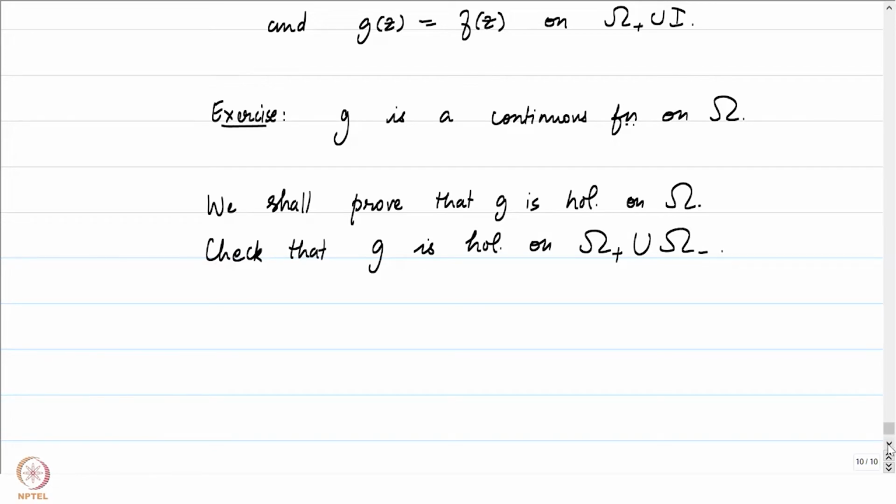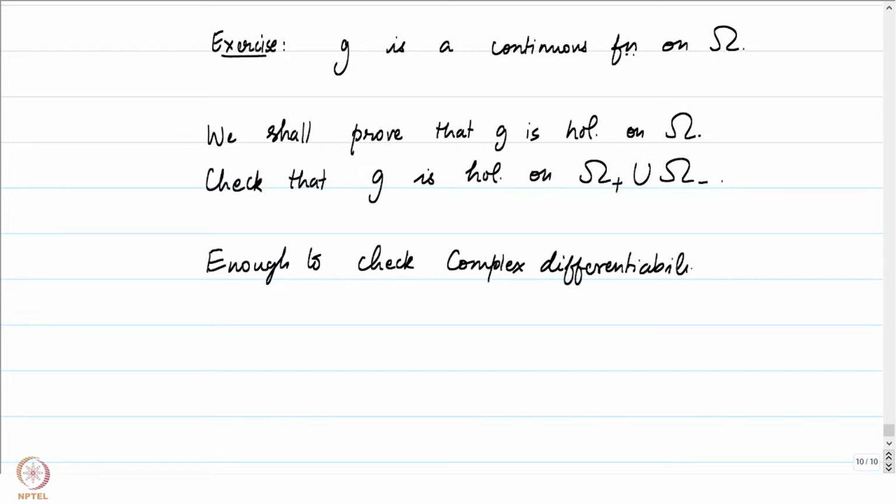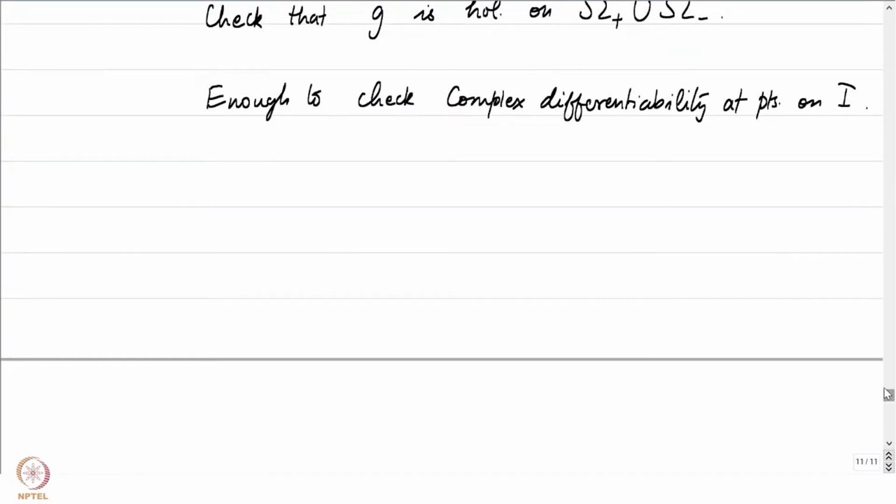So we have reduced the problem to checking whether the function f is complex differentiable at the points on I. So it is enough to now check complex differentiability, or rather holomorphicity on I, complex differentiability at points on I. Being a local property, what we will do is show that given a point on I, let Z0 be some point on I, let's prove that G is holomorphic in a neighborhood of Z0.